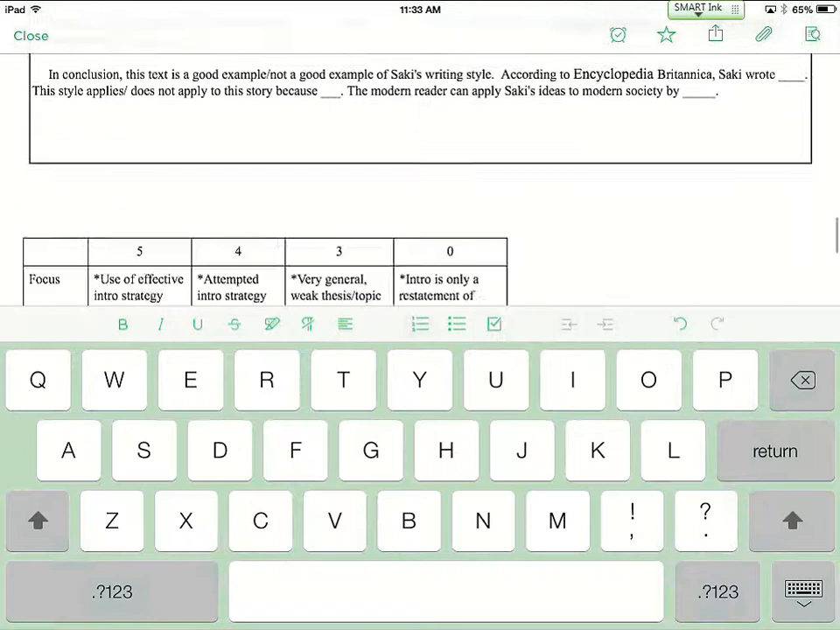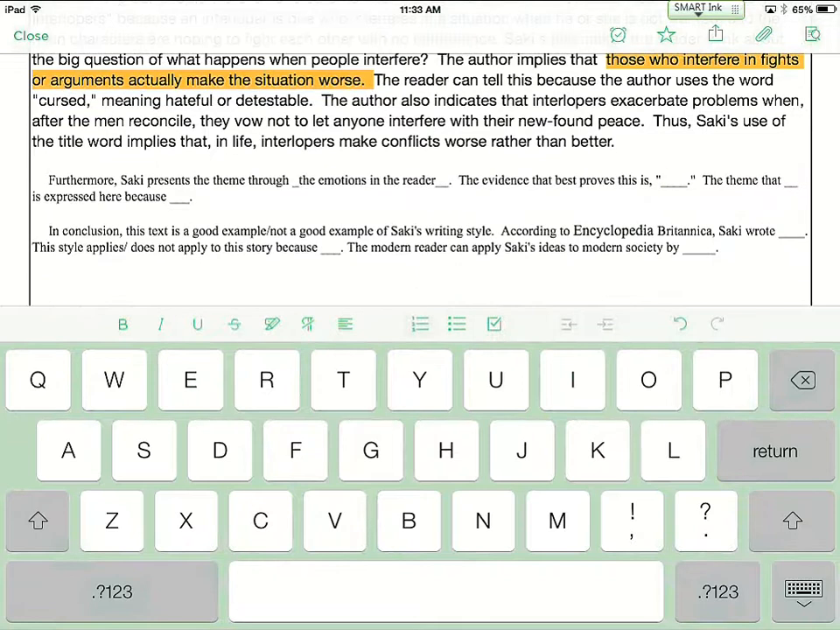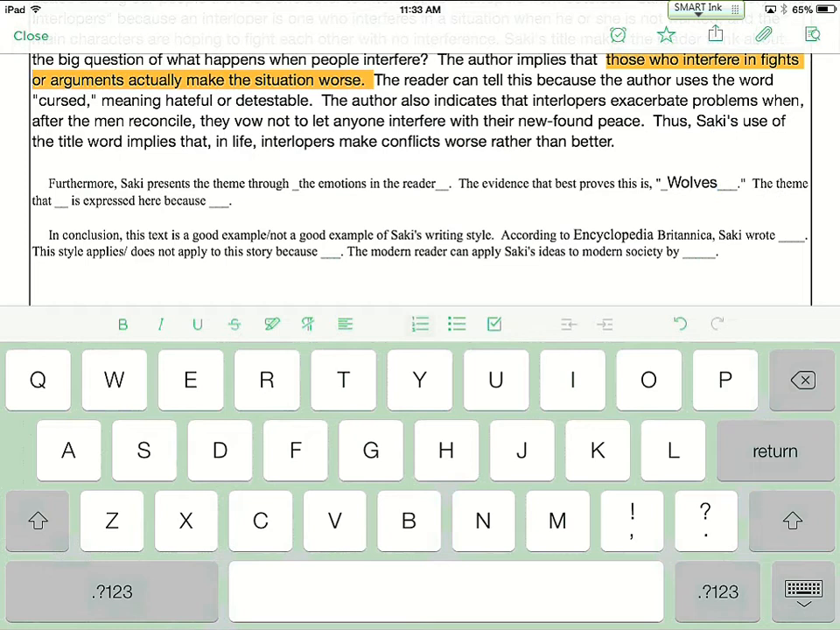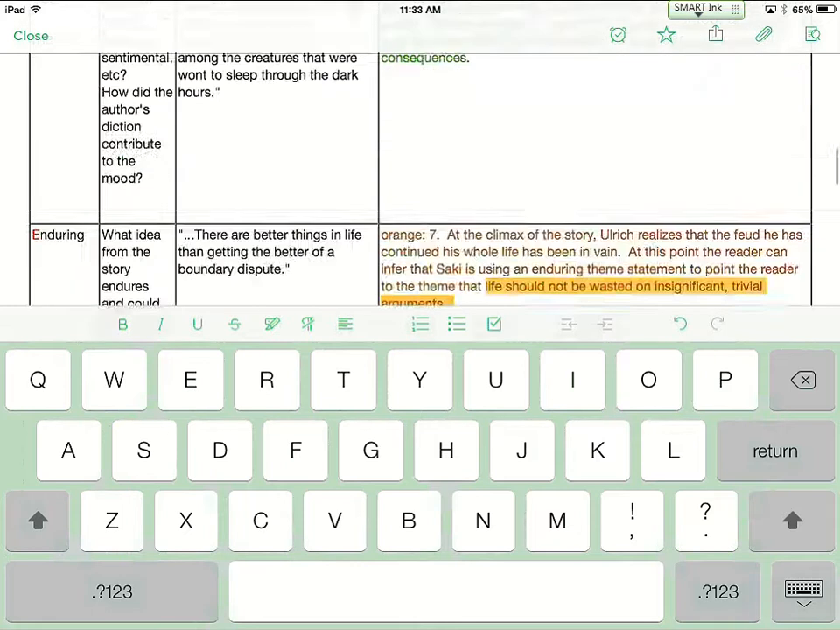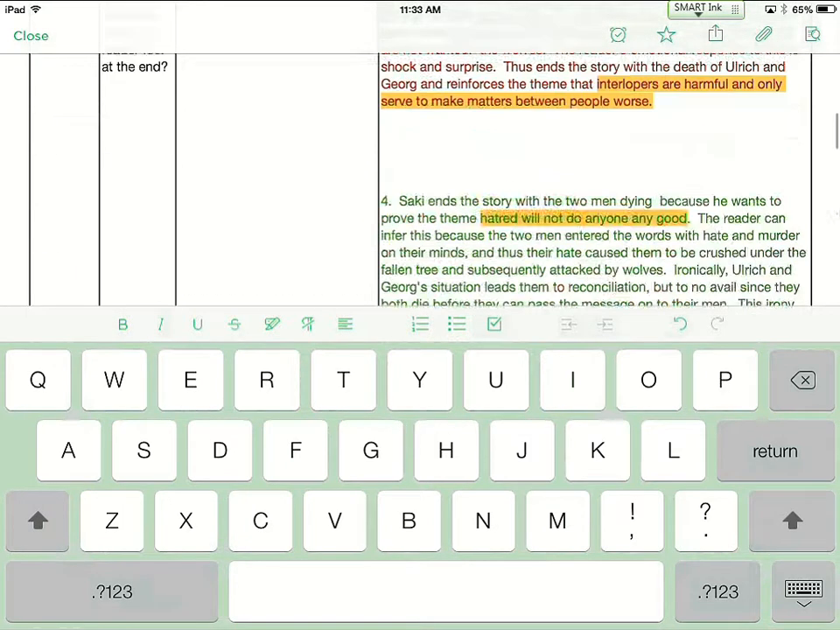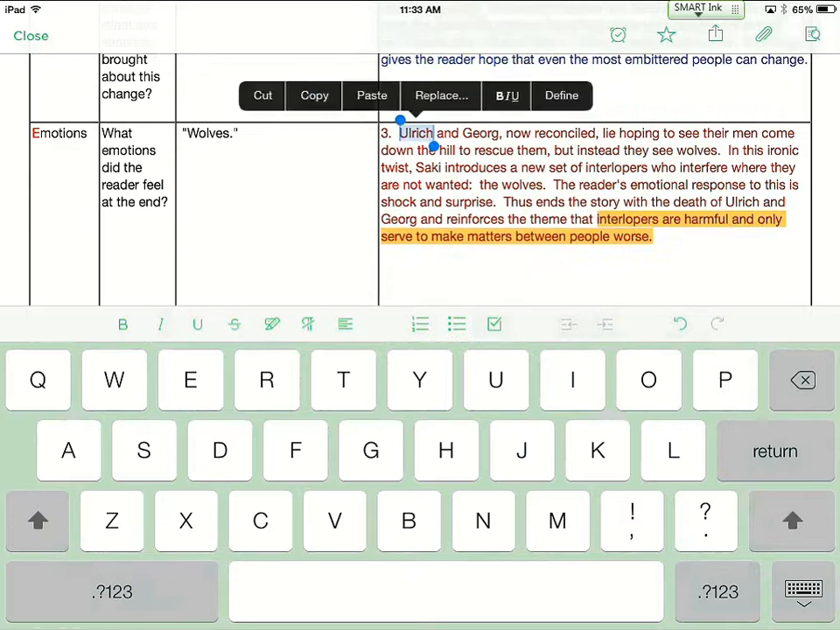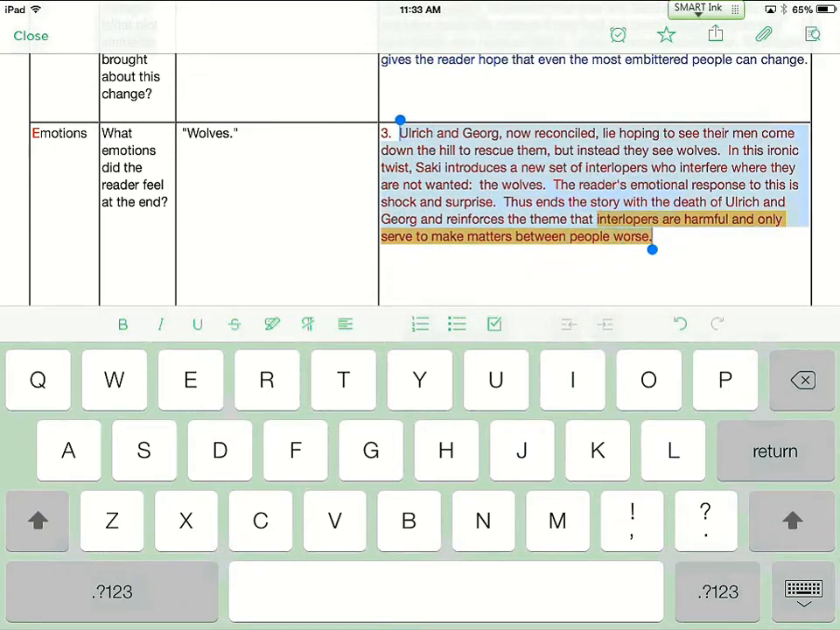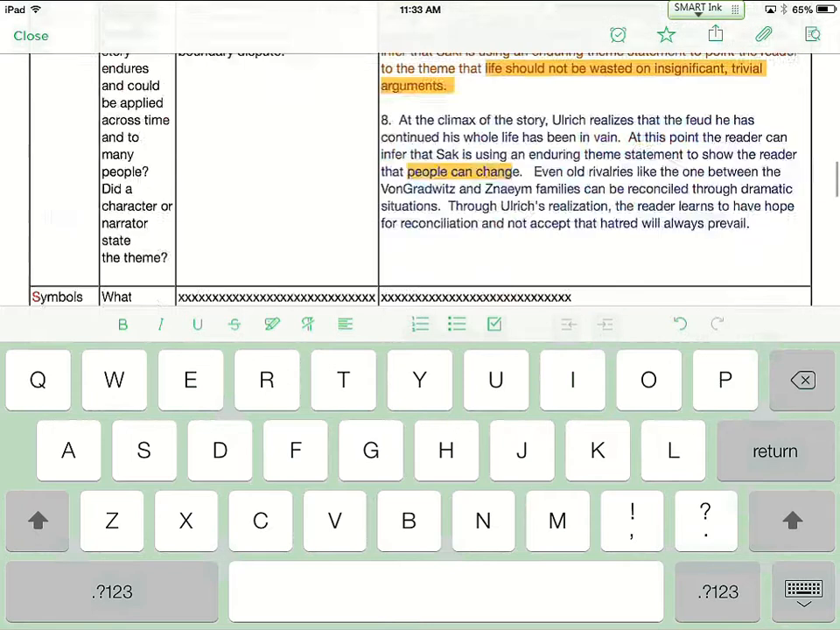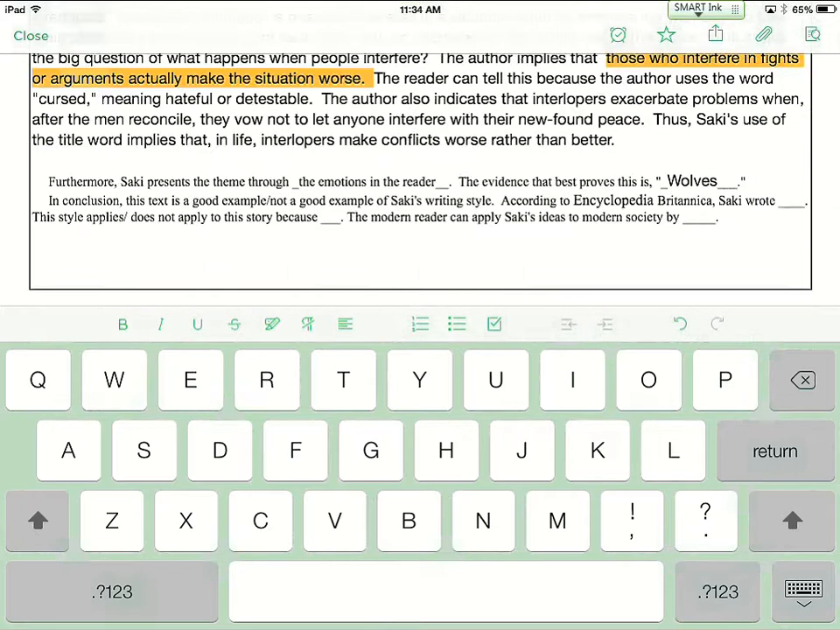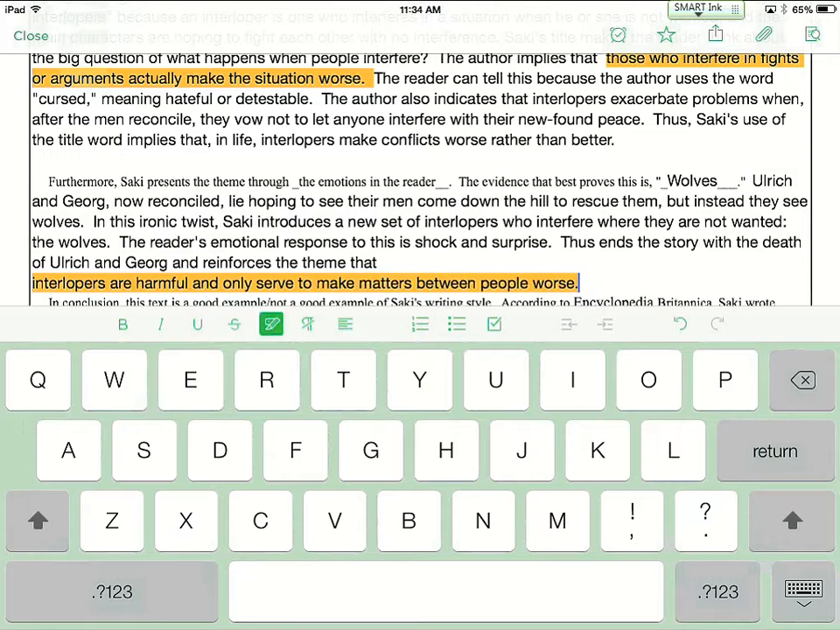The evidence that best proves this is, quote, wolves. Now remember, you have to explain your quote. You can't just leave it at wolves. So you can either explain it on your own, the theme that blank is expressed here because blank, or you can take out that blank sentence and substitute it in for this explanation up here on number 3. Copy. Paste. Go ahead and fix your spacing, obviously.